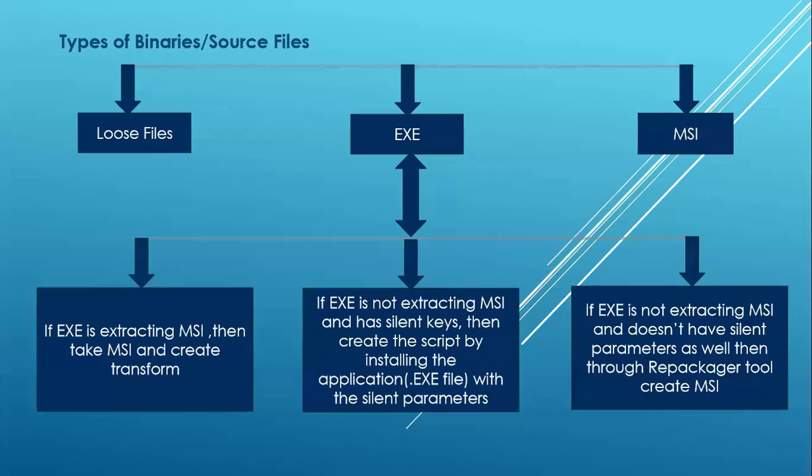Okay, so I already explained to you guys that we have mainly three types of source file. First is the loose file, then we have the exe file, and then we have the MSI. For the exe, we have to check many parameters, but for the loose file and MSI, we don't have to check many parameters. If we are going to get a vendor MSI, which is .msi Microsoft Windows Installer, you are going to directly create a transform file, which is .mst.